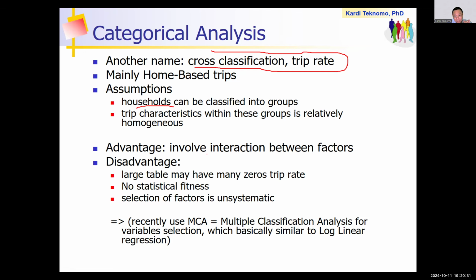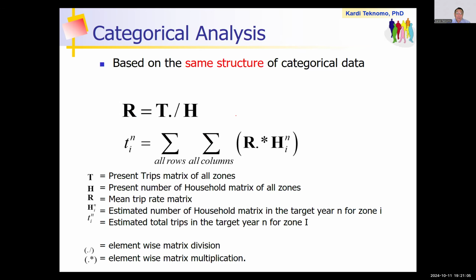But when the table becomes large, when you include many factors, then there are many zero trip rates. So this is probably difficult to do. And sometimes the selection of the factors can be unsystematic. You can check there are some other techniques we use, log linear regression also, which is based on categorical analysis. This is more reason based. So the computation is rather simple.